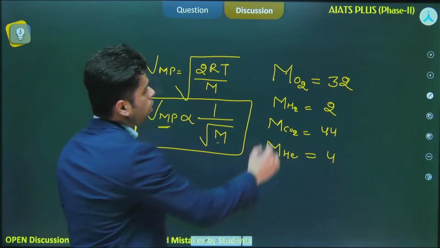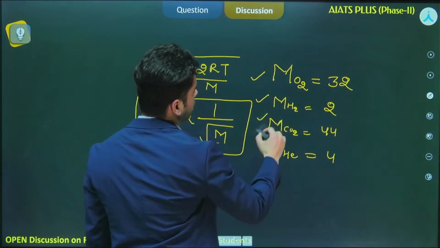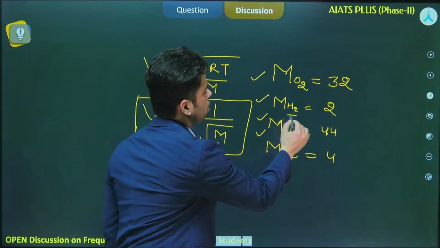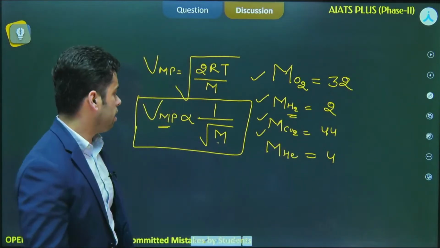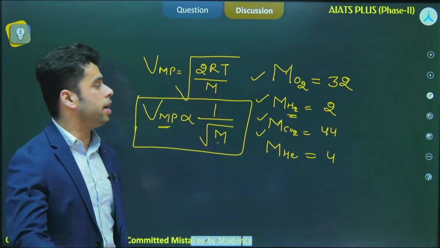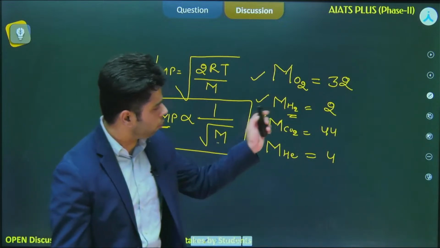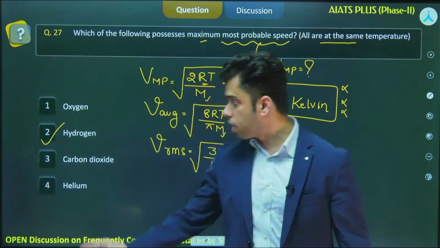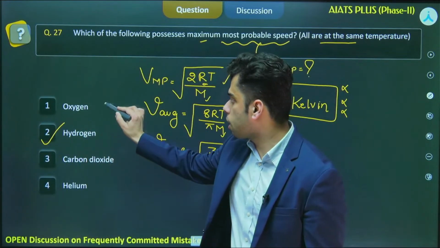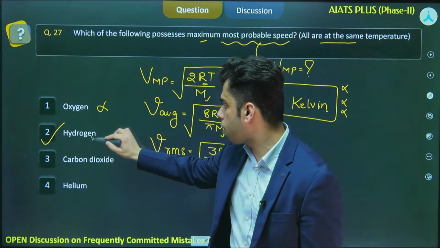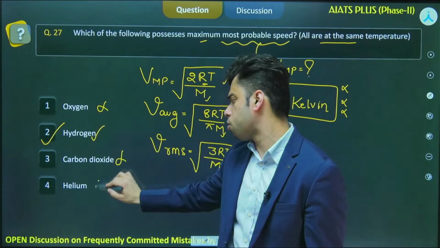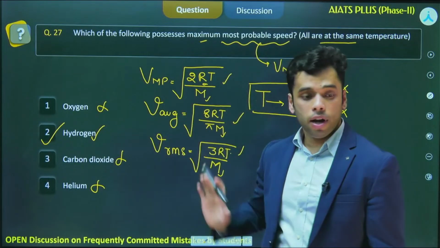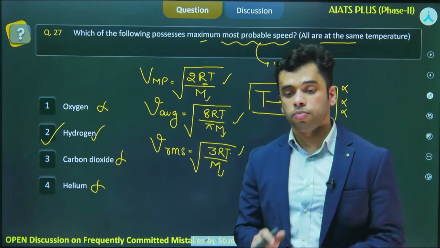So among all these four, the least molar mass is for hydrogen. According to our analysis, the maximum most probable speed should be for hydrogen. So the correct answer should be option 2. Have a look at the options. The correct answer should be option 2. It cannot be oxygen, it should be hydrogen, it cannot be carbon dioxide, and it cannot be helium as well, right? So it should be hydrogen. Now what else can be asked?